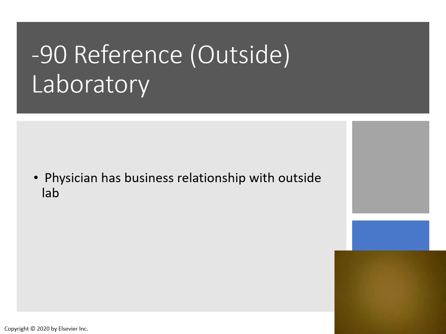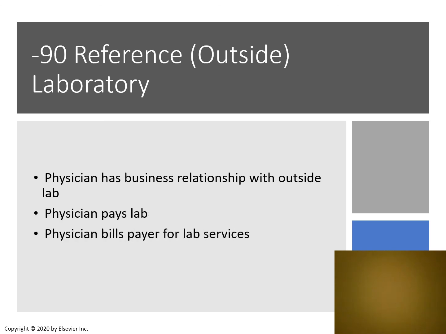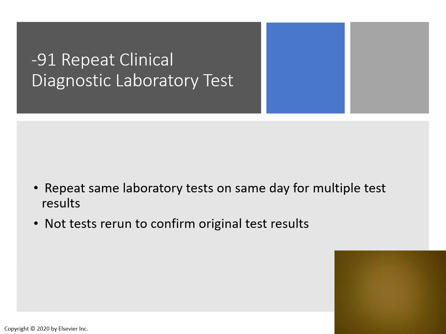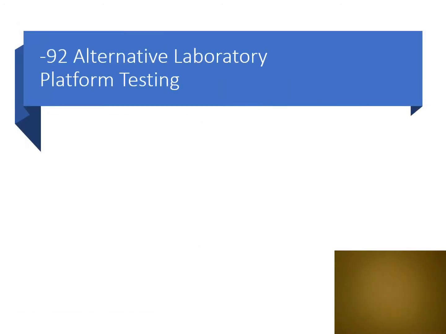90: reference outside lab. The physician has a business relationship with the lab. The physician pays the lab and then bills the insurance company for the service. 91: repeat the same laboratory test on the same day for multiple test results. The 91 modifier is not used to rerun or to confirm original test results. It's not to be used if there is a malfunction of the equipment.